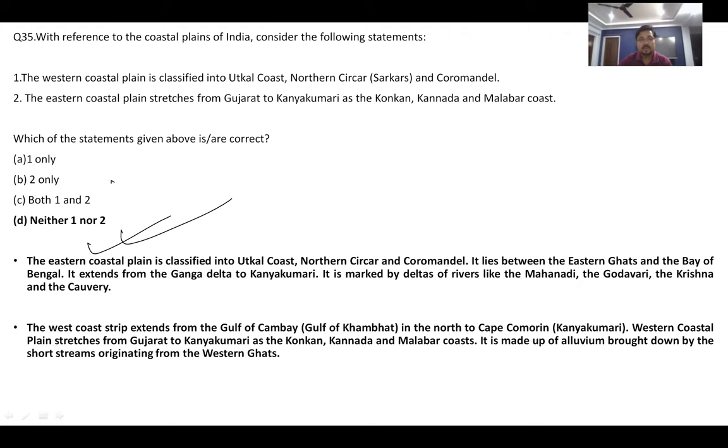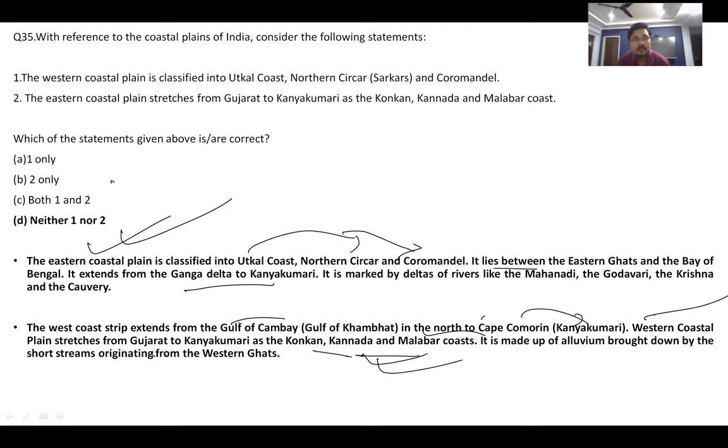The eastern coastal plain is classified into Utkal Coast, Northern Circars and Coromandel. It lies between the Eastern Ghats and the Bay of Bengal, and it extends from the Ganga Delta to Kanyakumari. On the other hand, the western coastal strip extends from the Gulf of Cambay in the north to Cape Comorin, that is Kanyakumari. The western coastal plain stretches from Gujarat to Kanyakumari as Konkan, Kanara, and Malabar coast. So there is a difference here. This should be western, this should be eastern.